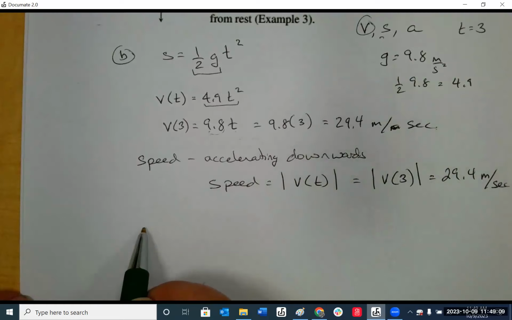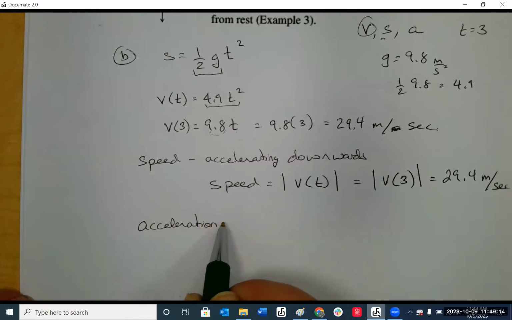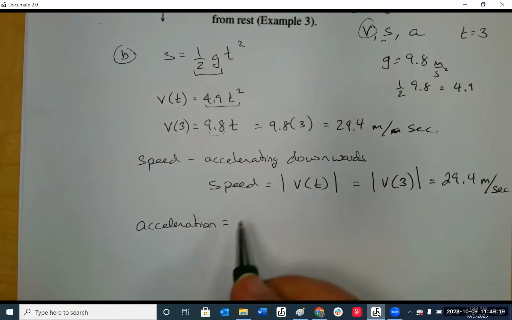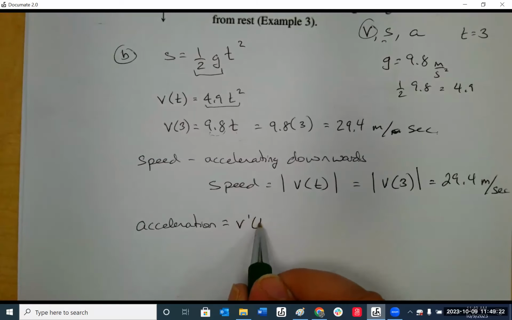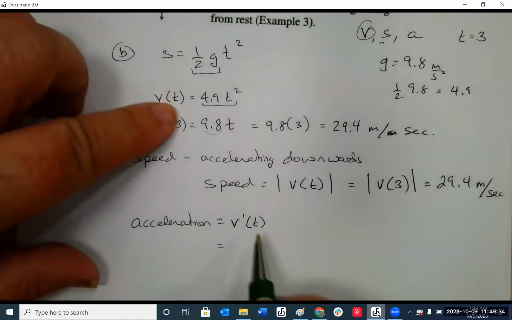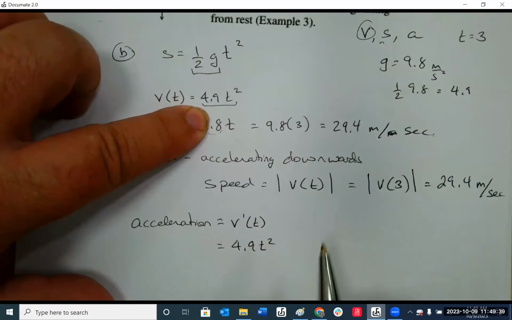So that's number 2. Now we want the acceleration. What is acceleration? It's the first derivative of velocity, or the second derivative of the displacement. So our velocity is 4.9 t squared. The derivative of that would be 9.8 t.